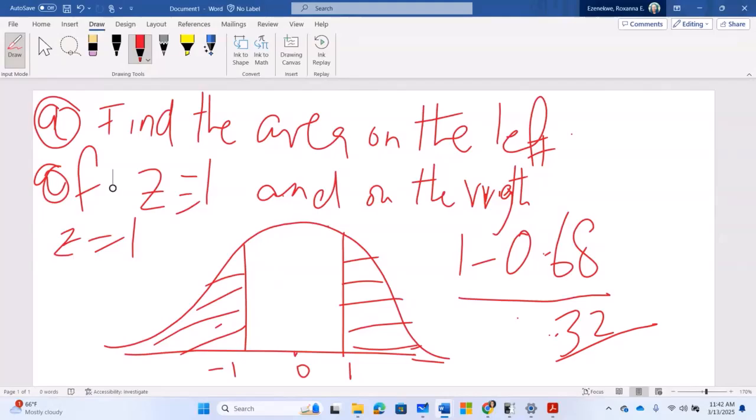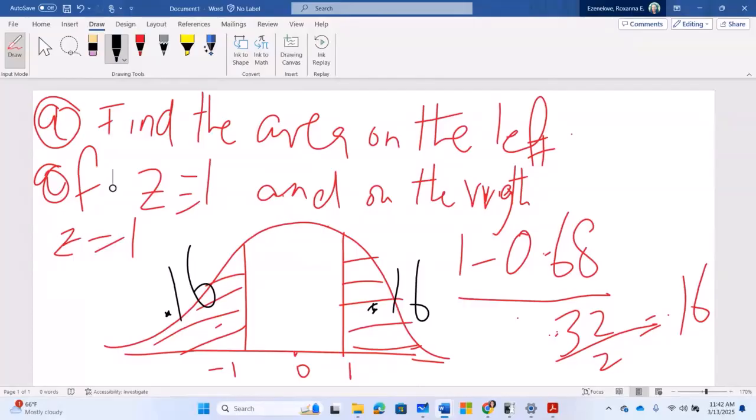0.32 approximately is the sum of these two areas. And if I'm told to find each area, I'll divide by 2. This is not even a big deal. So 0.16. So area on the left-hand side is 0.16. There are so many ways we can do it. We don't want to do it the long way. The long way is using a calculator. We can do this the short way. So this is the short way.